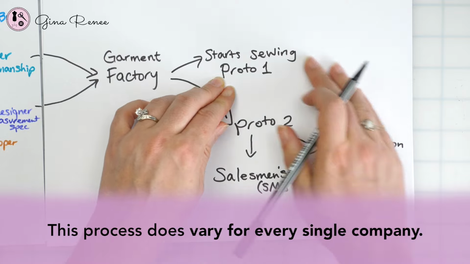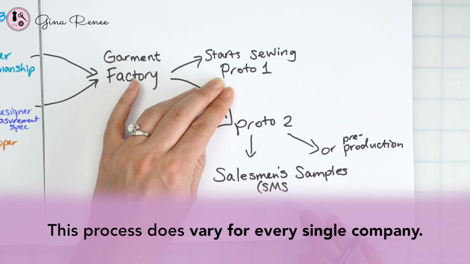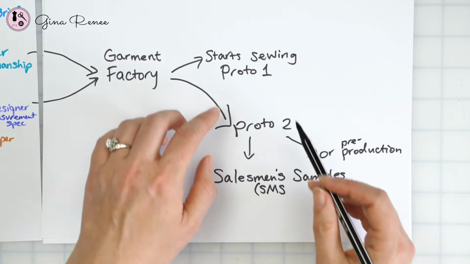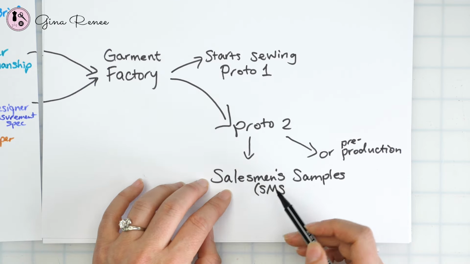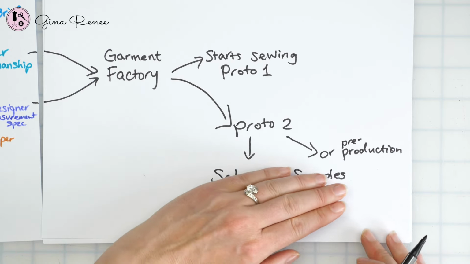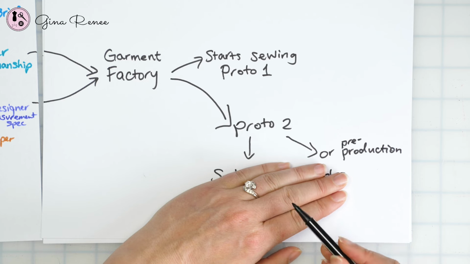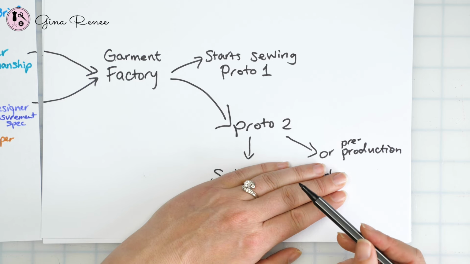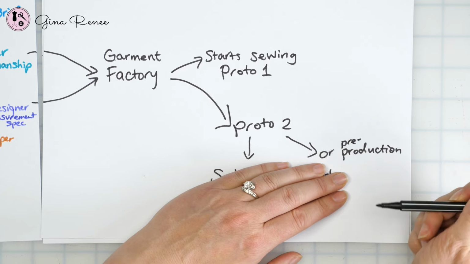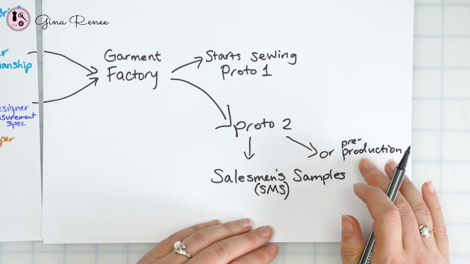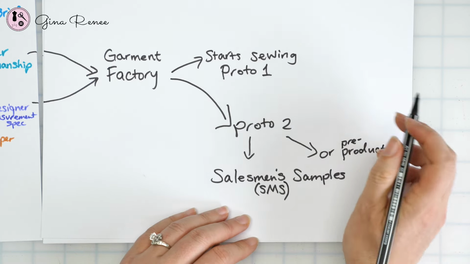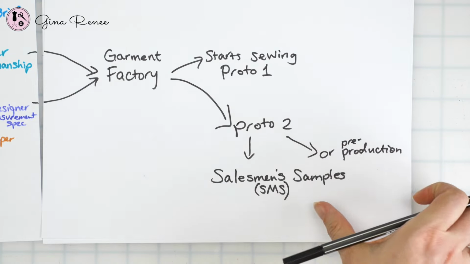So this process does vary for every single company, and this is really specific to each company. So we have Proto 1, Proto 2, salesman sample, or pre-production. Some places that don't sell in other retail stores, let's say they have their own stores only, they might go straight to pre-production or production. Pre-production meaning they get a sample before they start production. So this process could really be variable there.